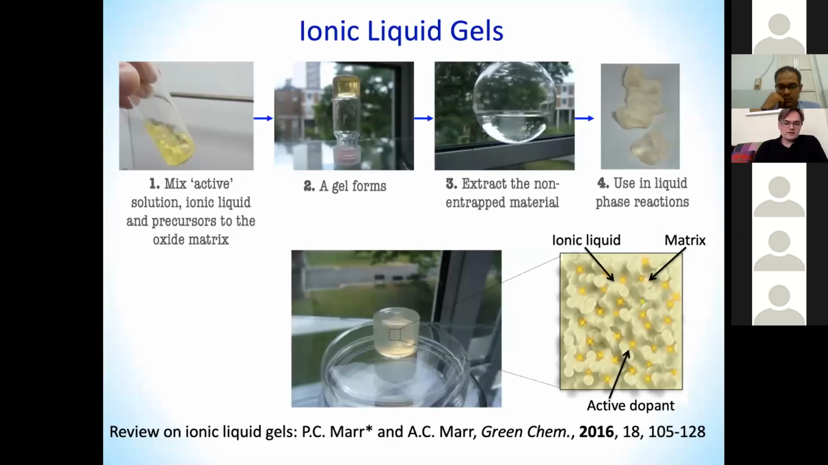Anybody interested in ionic liquid gels? We have written a review on it. Patricia is the real expert on this. It's in Green Chemistry. It was in 2016, page 105.